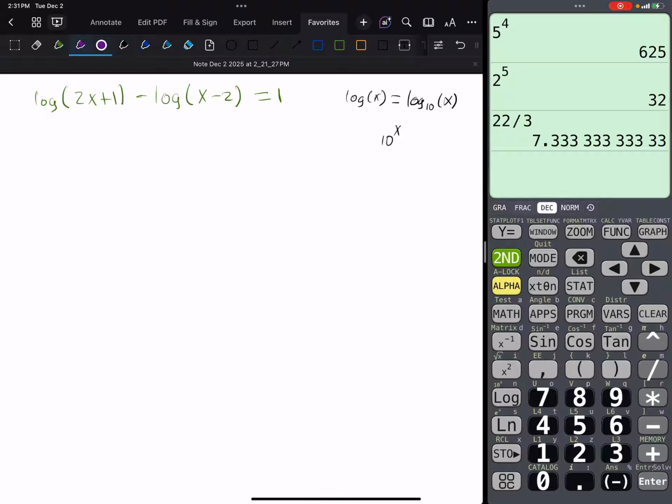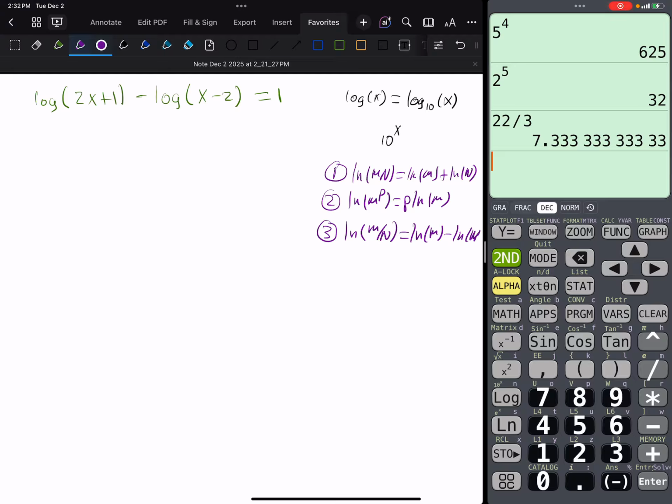my logarithmic properties, right? And so I had that first logarithmic property that was log of mn is log of m plus log of n. And then I had that second property, it was log of m to the p is p log of m. And then that third property, and this is the one that I'm really looking for right now, is log of m divided by n is the log of m minus the log of n.